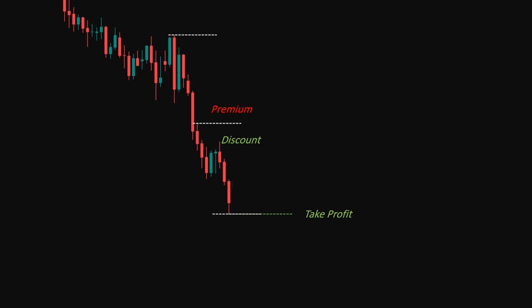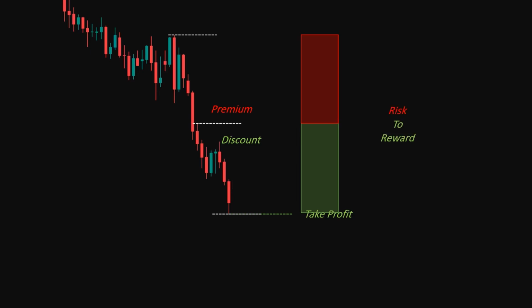Now, if we enter the trade from the premium zone, we're getting in at a lower price, so our risk is smaller and our reward is bigger. That gives us a much better risk to reward ratio, ideally more than 1-to-1. That's why it makes sense to sell in the premium zone. It gives us smarter, safer trades with better potential profits.